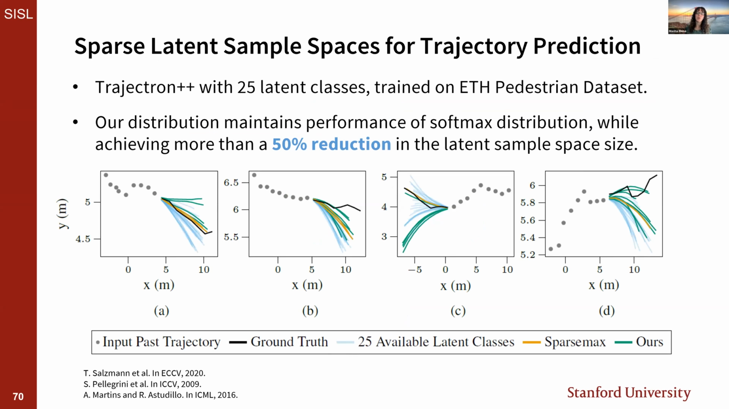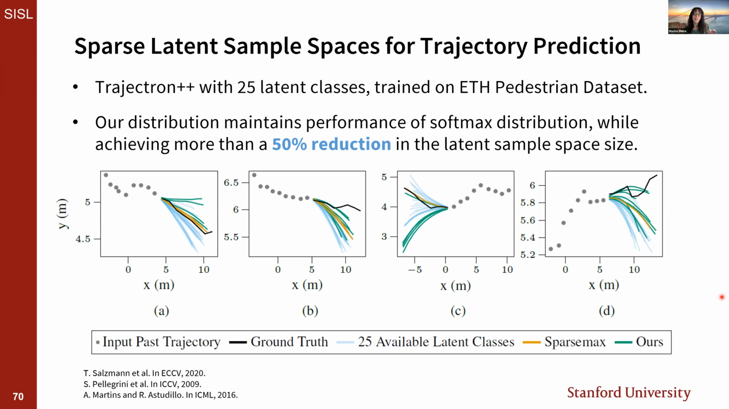We test our approach on the Trajectron++ architecture trained on the ETH pedestrian dataset. The figure shows some example results. The dotted lines represent the input past trajectory, while the black lines show the ground truth future trajectory taken by the pedestrian. We note that the green modes overlay the blue and the orange modes overlay the green.